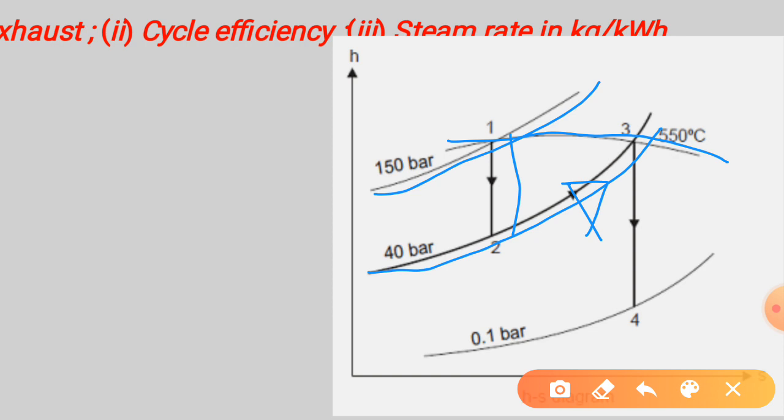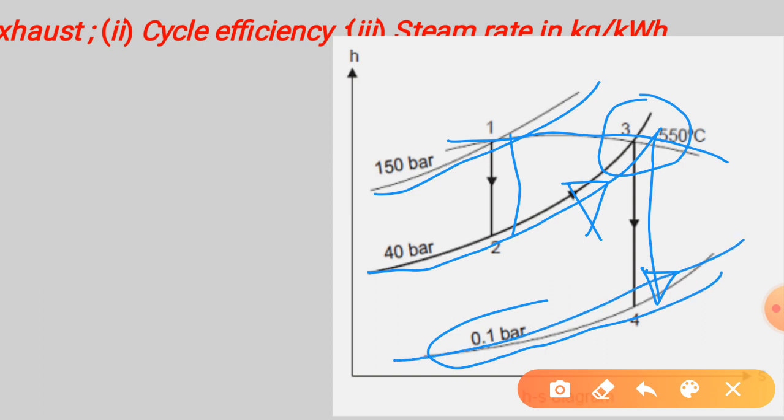State 1 was marked with the intersection of the 150 bar pressure and 550 degree Celsius line. After reheating, the reheated steam at state 3 at 40 bar pressure again undergoes expansion in the lower pressure turbine stages. 3 to 4 is isentropic expansion. It expands till the 0.1 bar pressure line, that is the condenser pressure line. This is how the reheat cycle is marked on the HS diagram.